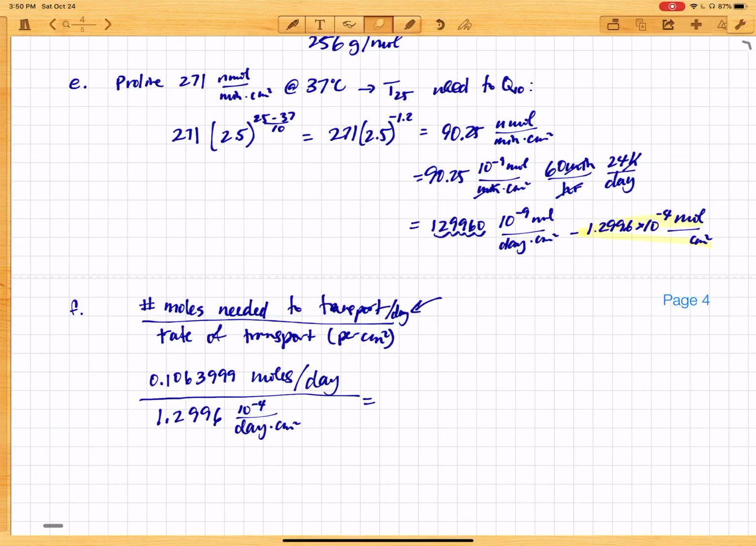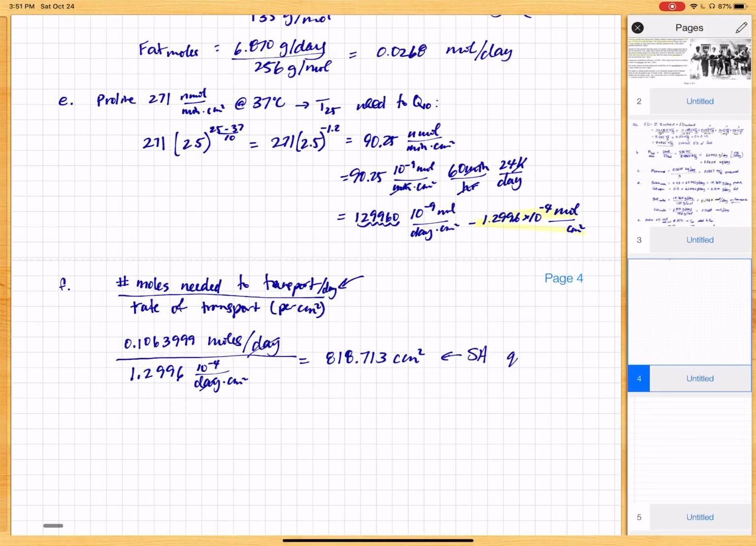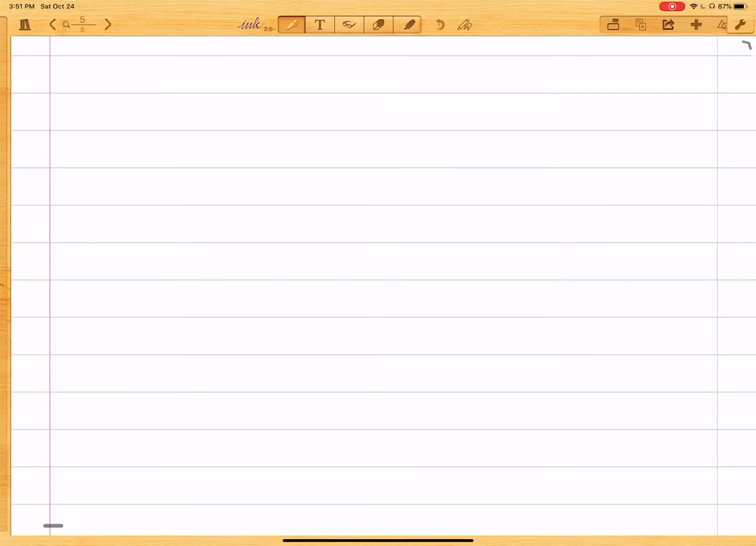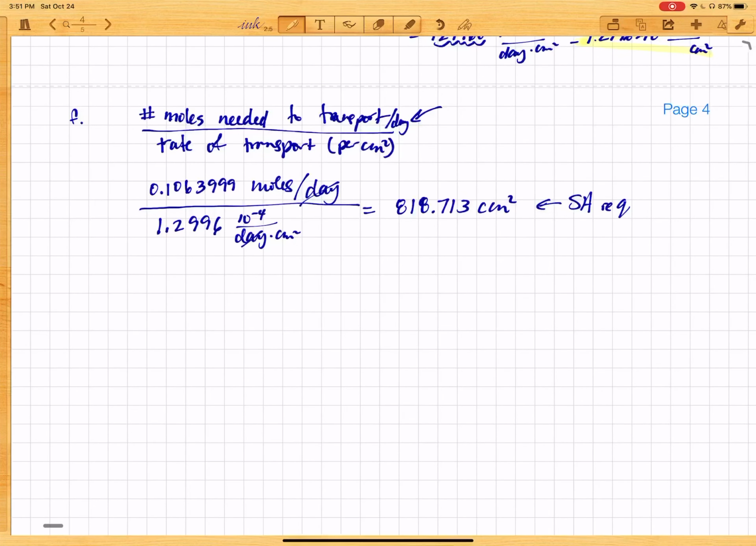So we just have to figure out how many square centimeters we need. Okay, so these units will cancel, and what we end up with is 818.713 centimeters squared. So this is the surface area required to transport in a day.